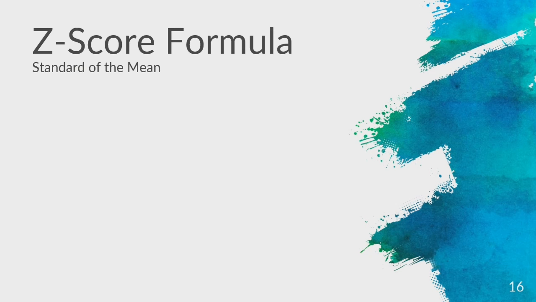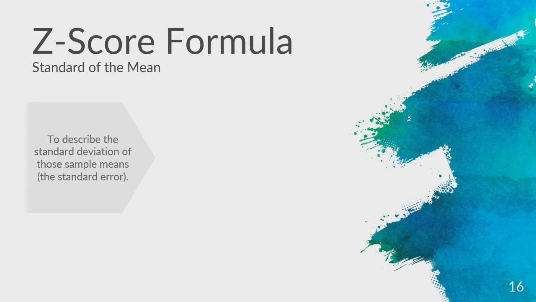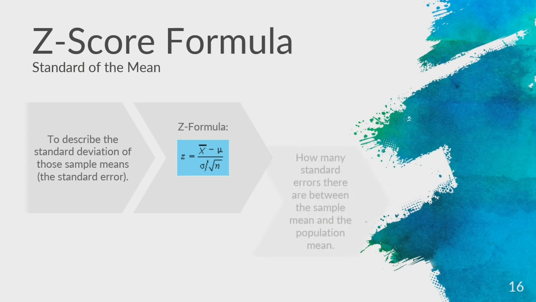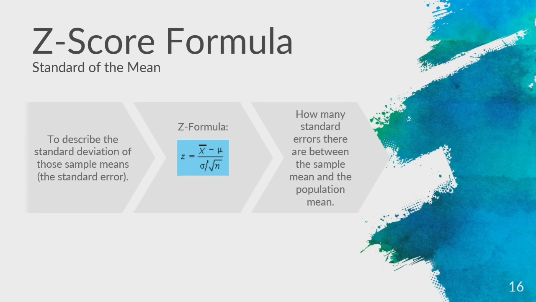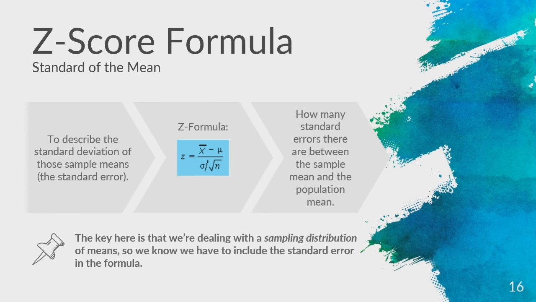The next thing is how the z-score forms its formula. When you have multiple samples and you want to describe the standard deviation of those sample means, or the standard error, you would use this z-score formula. This z-score formula will tell you how many standard errors there are between the sample mean and the population mean. The key here is that we are dealing with a sampling distribution of means, so we know we have to include the standard error in the formula.